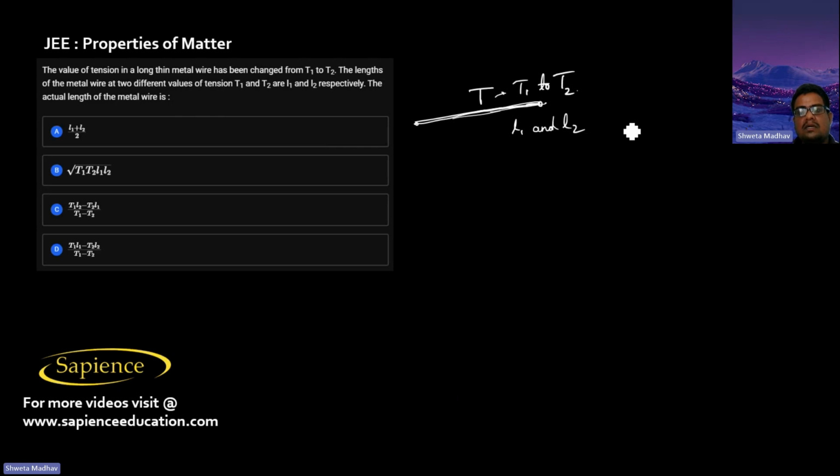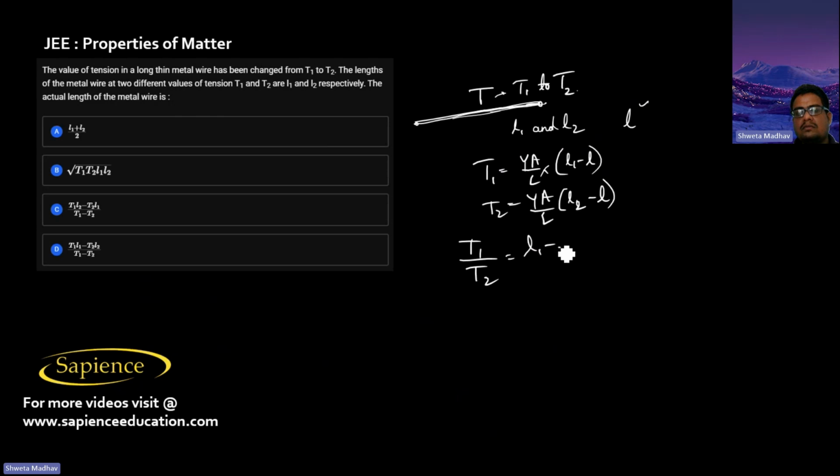So if the natural length is L, then I can say T1 will be equal to YA by L into delta L, which is L1 minus L, and T2 will also be YA by L into L2 minus L. Therefore, if we divide these two, we will get T1 by T2 equal to L1 minus L by L2 minus L. Then from here, L I have to find out. So this will be T1 L2 minus T1 L equal to L1 T2 minus T2 L.